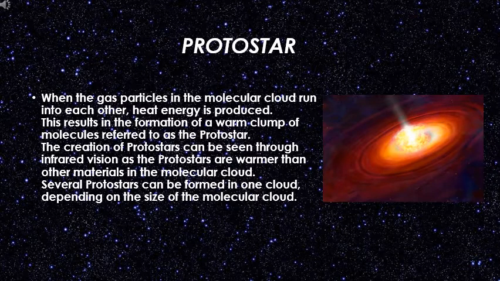Now, let's talk about the protostar. When the gas particles in the molecular cloud run into each other, heat energy is produced. This results in the formation of a warm clump of molecules, known as the protostar. These protostars are warm. They can only be seen through infrared vision. This can be differentiated from other materials in the cloud. Several protostars can be formed in one cloud, depending on the size of the molecular cloud.